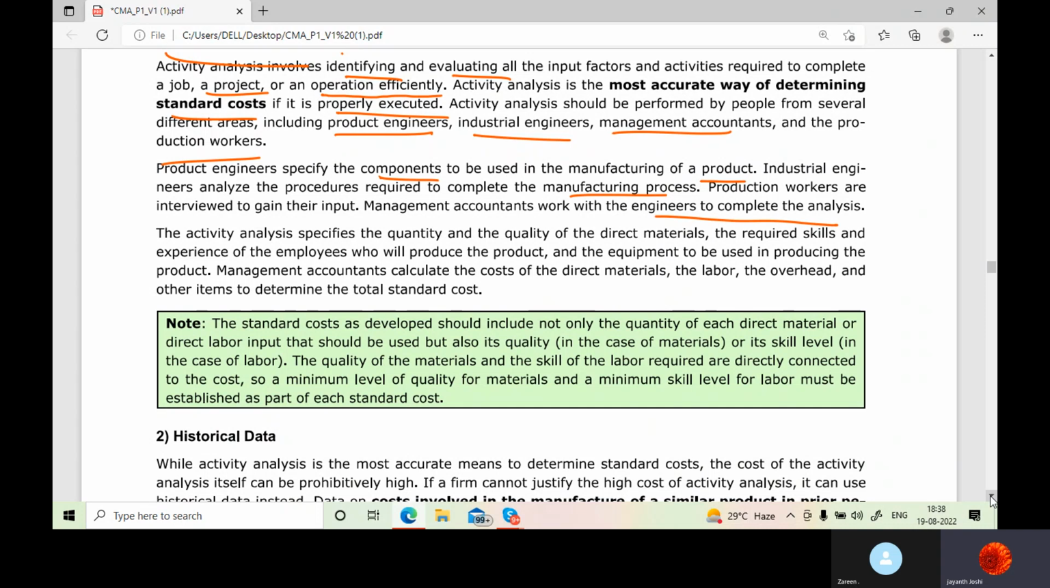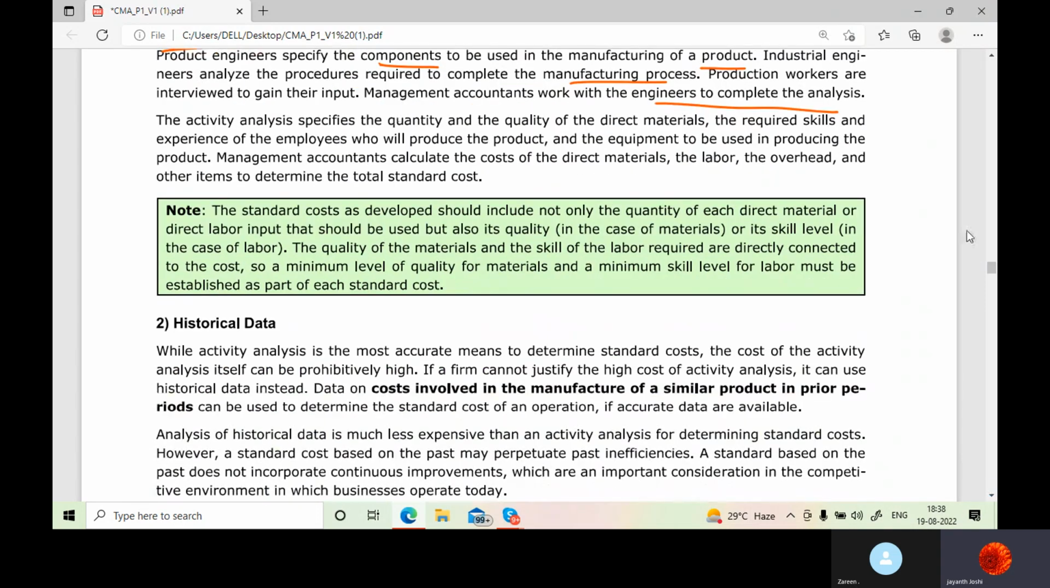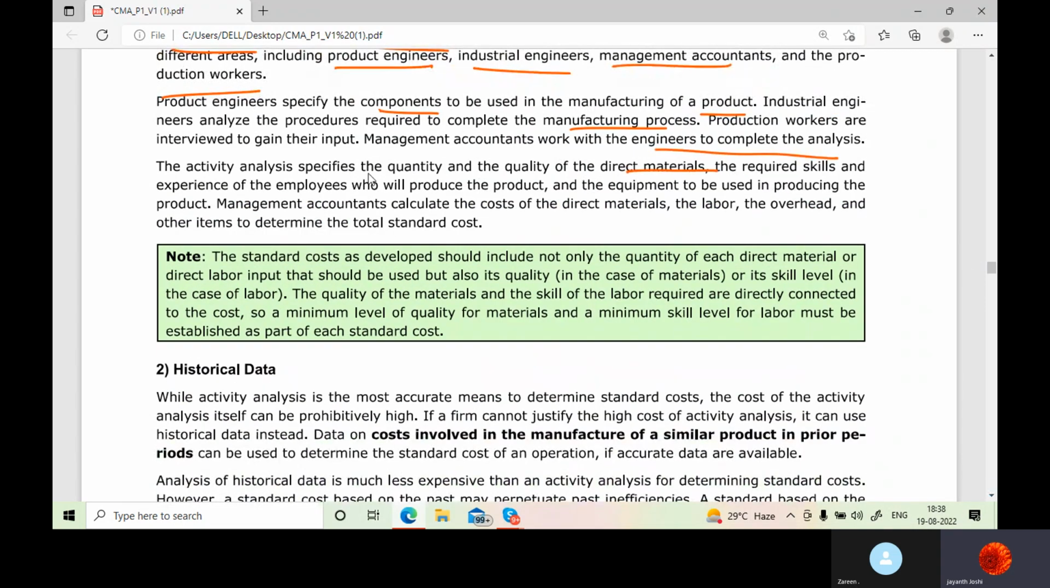So activity analysis specifies the quantity and the quality of the direct material, the required skills and experience of employees who will produce the product. Under activity analysis, they see how much quantity and what quality of direct materials, the skills and experience required in an employee to produce a product, and the equipment to be used in producing the product, so machines and all.